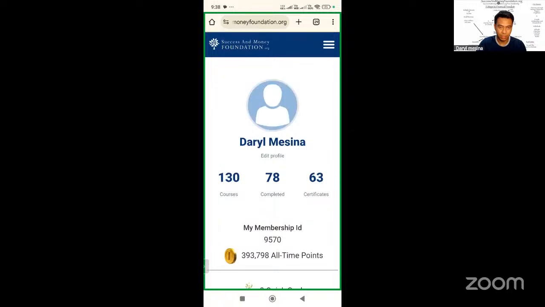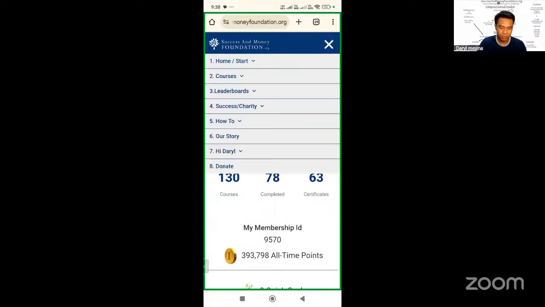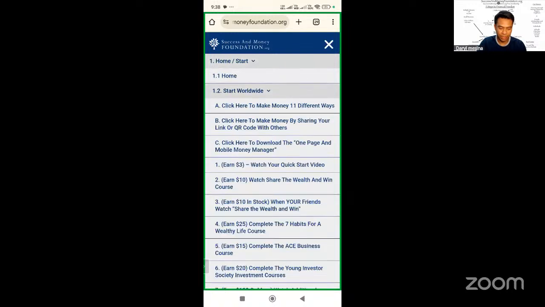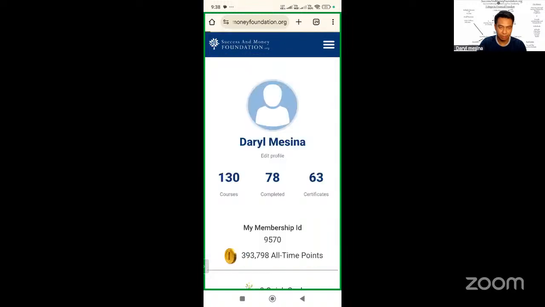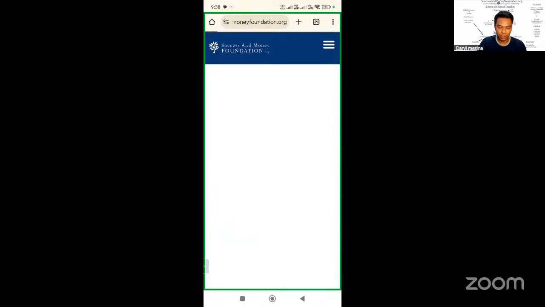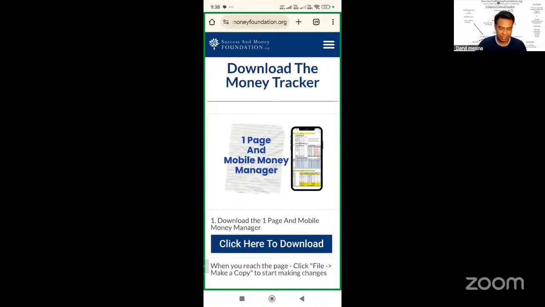Okay, once you're logged in, make sure to click the three lines and then Home, Start Worldwide, and you're going to see the letter C right there. Click here to download the One Page and Mobile Money Manager. Once you're there, you're going to see this interface, and then click here to download right there.